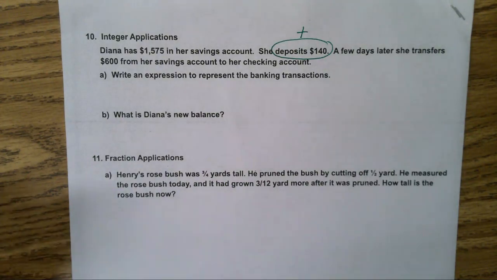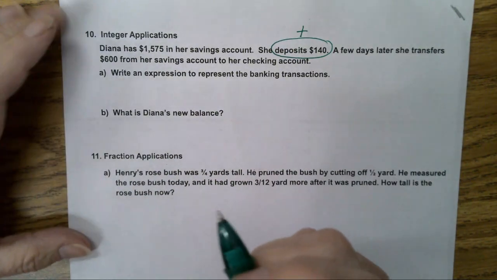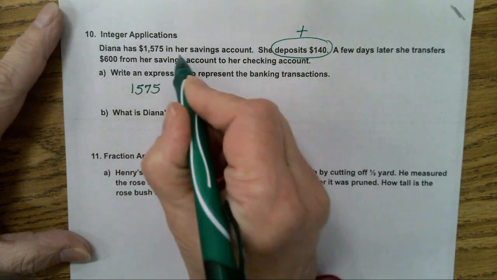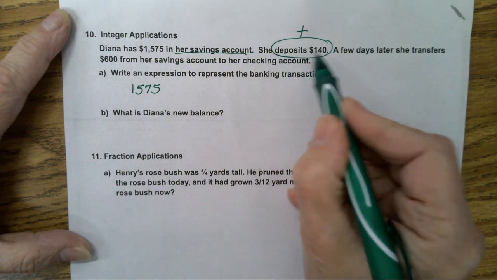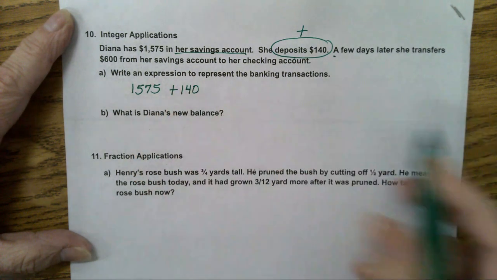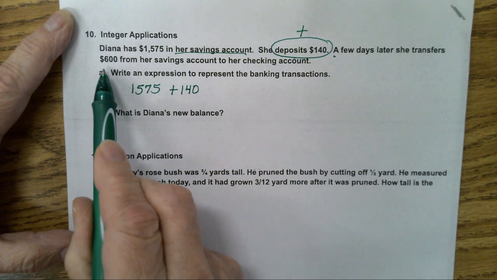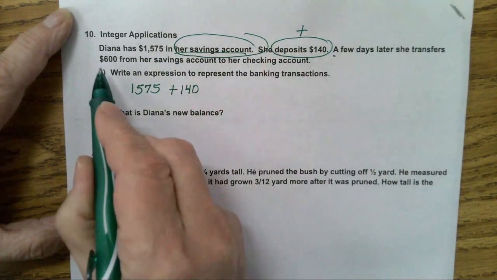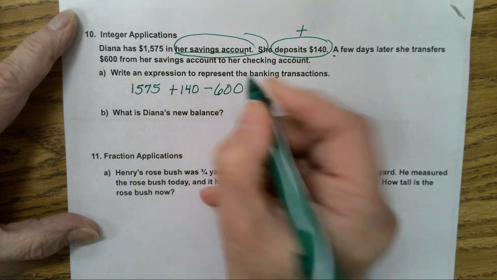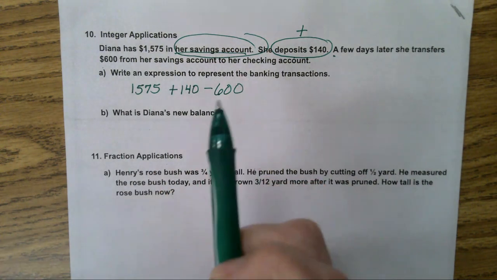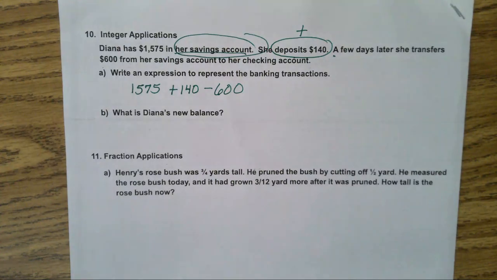Okay, so expressions don't have equal signs. So how much does she start off with? $1,575 in her savings account. She deposits $140. That means you're going to put plus 140. She transfers $600 from her savings account to her checking account. We're still in her savings account, so you subtract $600. That is part A. Write an expression. That's all you have to do. Are there any questions when it asks you to write an expression? You all understand what it wants you to do.